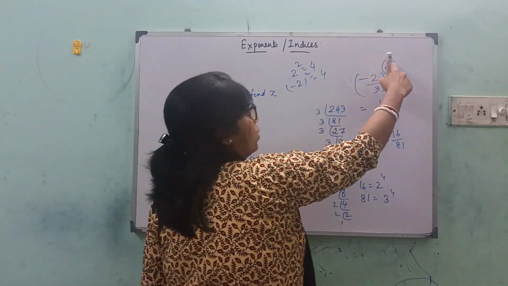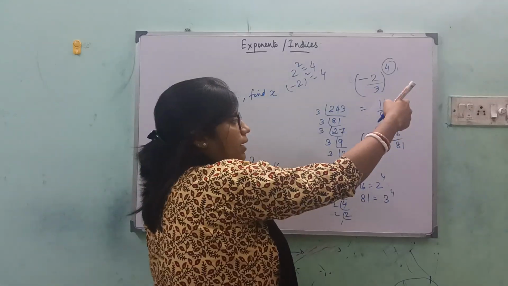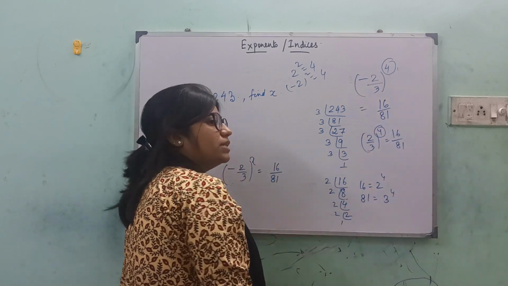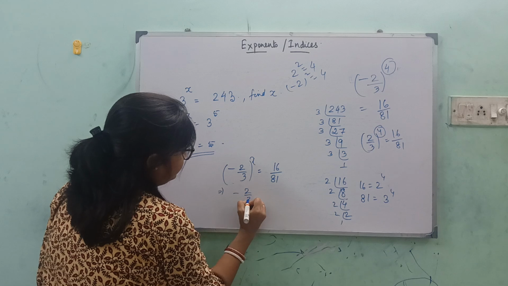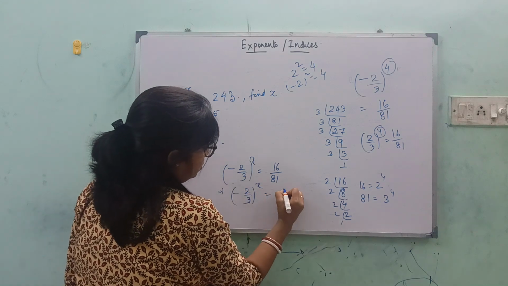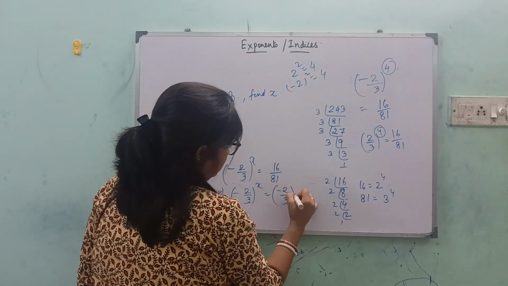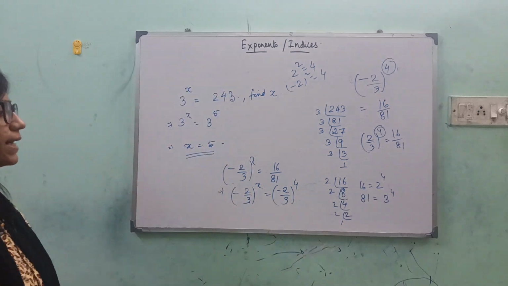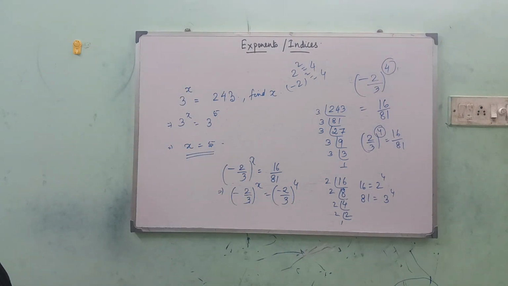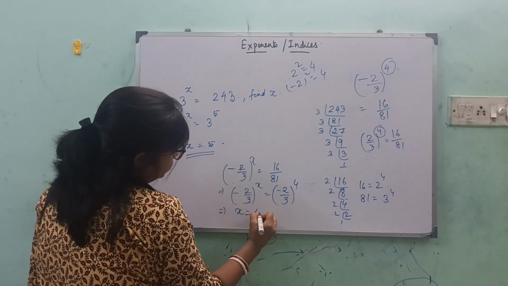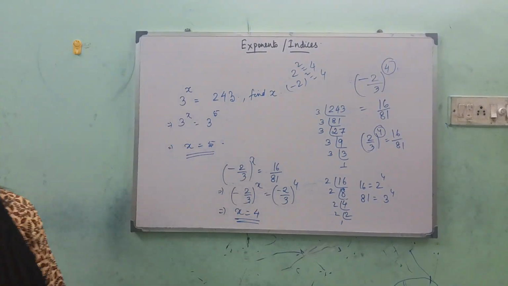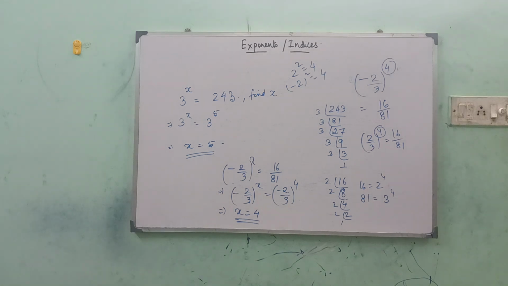But if the power had been an odd number, then there would be a difference in the signs. So here the right hand side we can write in the form of minus 2 by 3 whole to the power 4. So what we can see over here is x equals 4. On comparing both the left hand side and the right hand side, we can see x is power 4. Alright.